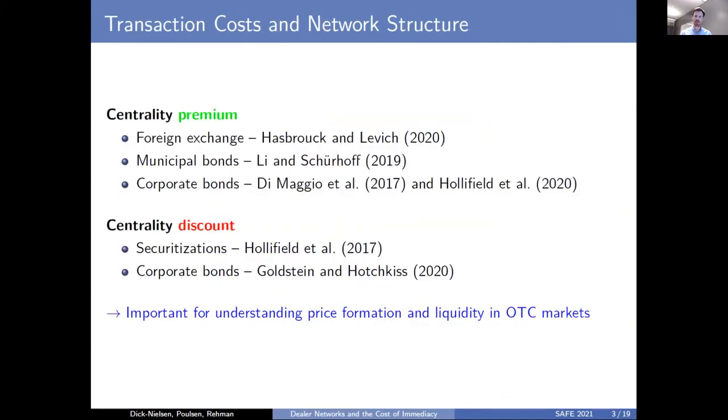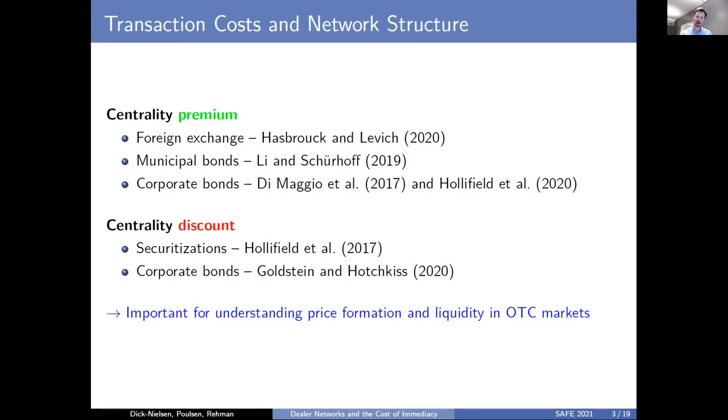Now, on the one hand, there is evidence of a centrality premium in the markets for foreign exchange, municipal bonds, and in the corporate bond market. But on the other hand, there is evidence of a centrality discount in markets for securitizations and in the corporate bond market. So not only do we have conflicting empirical evidence across various OTC markets, we also have conflicting empirical evidence within the corporate bond market.